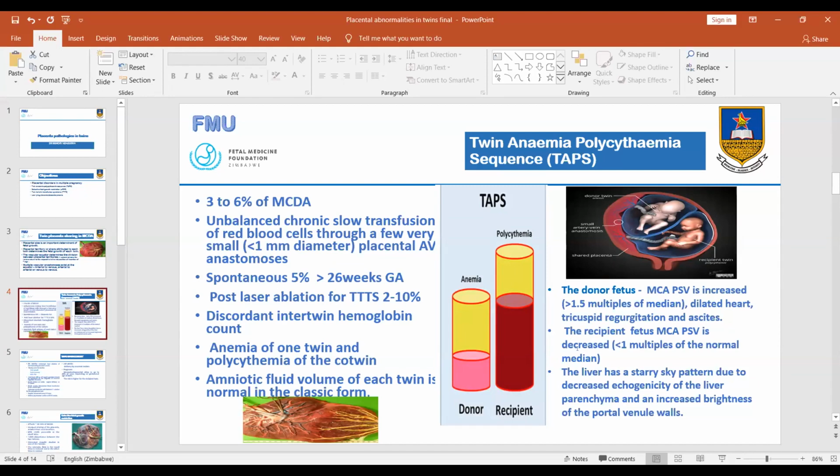Whereas in the recipient fetus, we have increased hemoglobin count, which will cause the blood flow to be sluggish. Hence, we are going to have a decreased peak systolic velocity in the middle cerebral artery, and it's going to be decreased by about 1 multiple of the normal median. In the recipient, we can also pick up a starry sky pattern in the liver, which is mainly due to decreased echogenicity of the liver parenchyma and increased brightness of the portal venule walls.